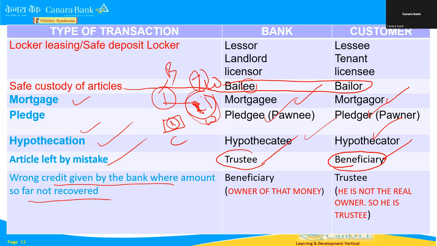If an article is left with the bank, bank is a trustee. If deposited wrongly, he will become a trustee. This is how you have to remember. This type of question is a little bit typical. When you understand the concept, it will be easy.